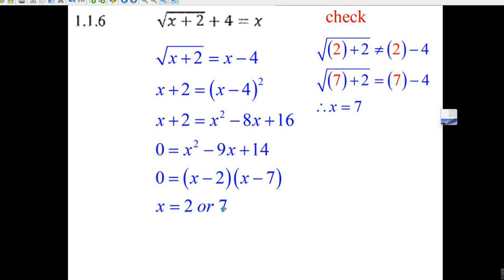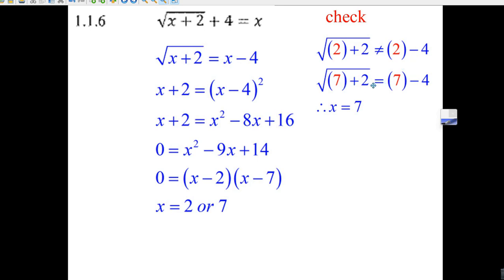But remember, when you square a square root, weird things can happen. You can get extraneous solutions, answers that just don't work. So you've got to check them. You go back, and instead of x, you put in a 2. And you go, 2 plus 2 is 4, and the square root of 4 is 2. But 2 minus 4 is negative 2, so that one does not work. You can just show it like that.